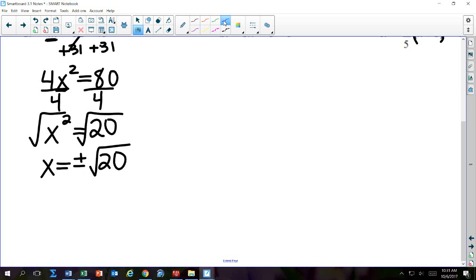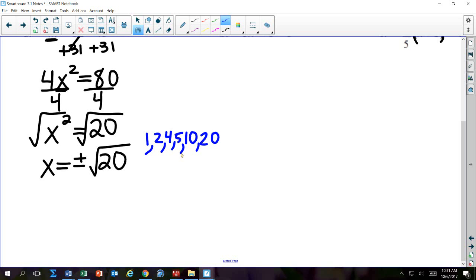I think about the factors of 20. 1 and 20 are factors of 20. What else would multiply to give you 20? 2 and 10, right? What else? 5 and 4, 4 and 5. Okay, so these are all the factors of 20. 20 is divisible by all of those numbers.